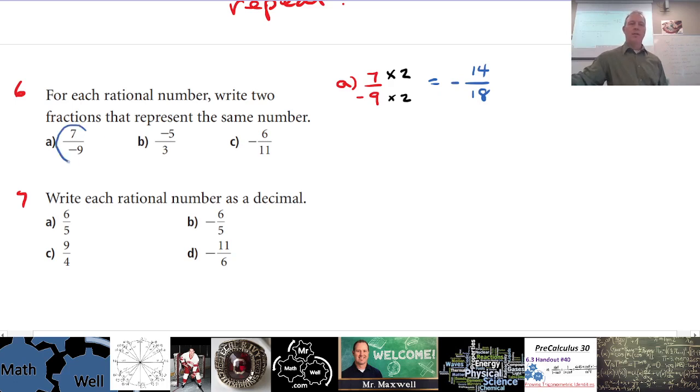So this is a negative rational number. That's a negative rational number. And so is this. So the position of the negative sign, as long as there's only one, doesn't matter if it's top, bottom, or on the side. Okay, so just keep that in mind.